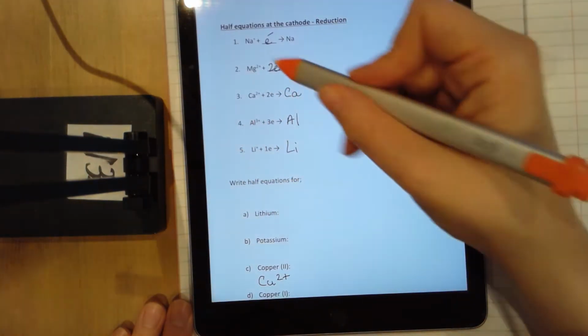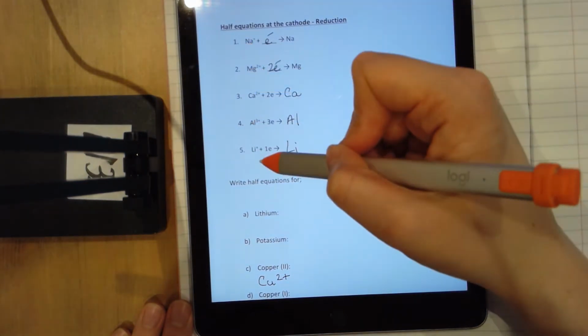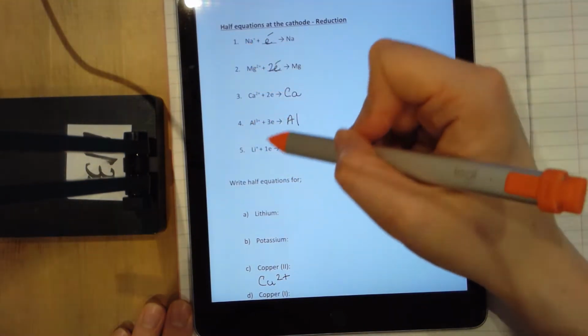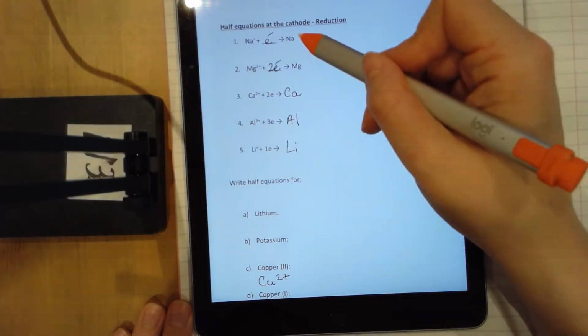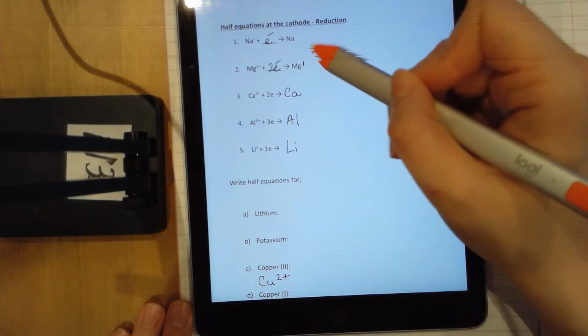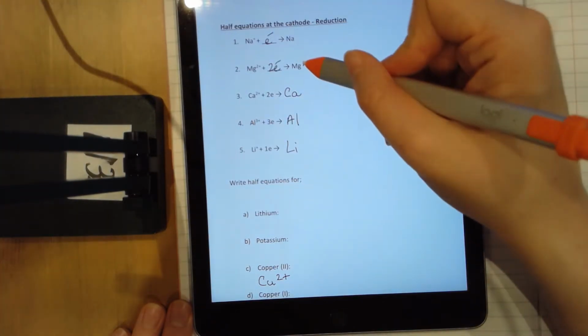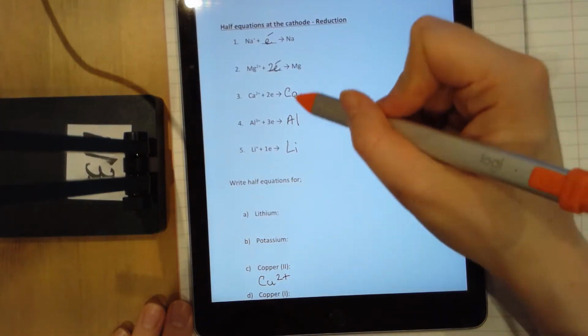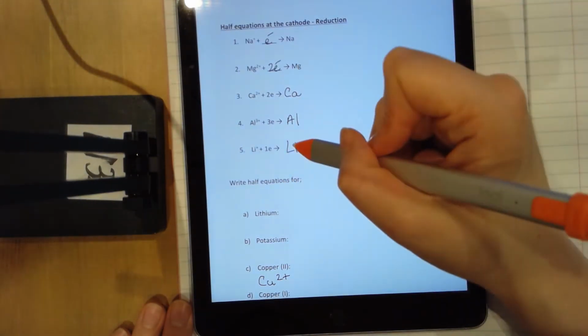So as we saw before, you always have an ion on the left-hand side. You give it back the number of electrons that it lost and you end up with that same element on the right-hand side, but this time it doesn't have a charge. So ions on the left, atoms on the right.